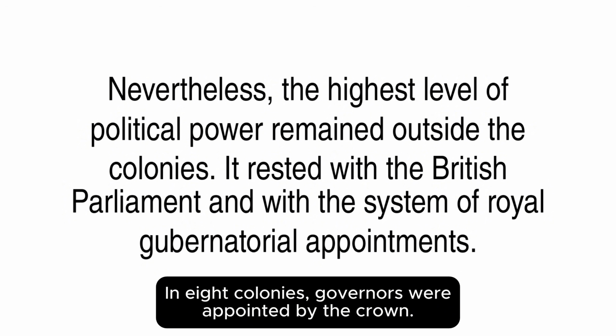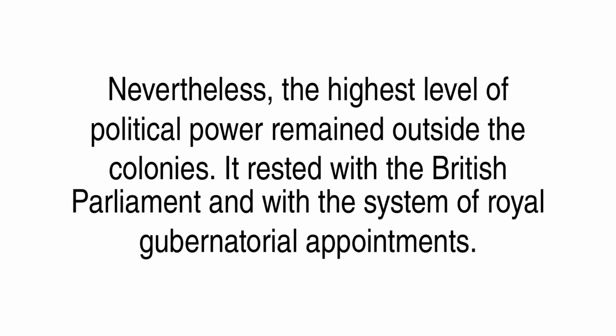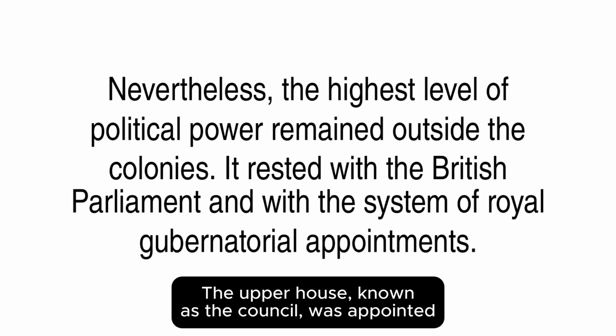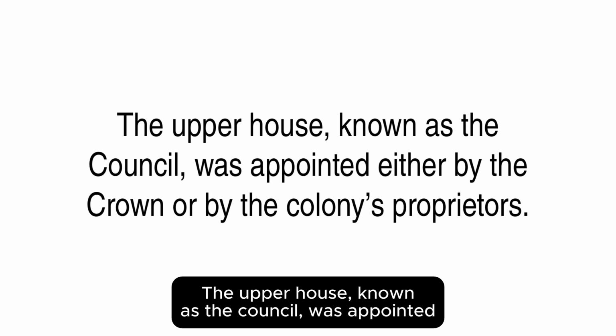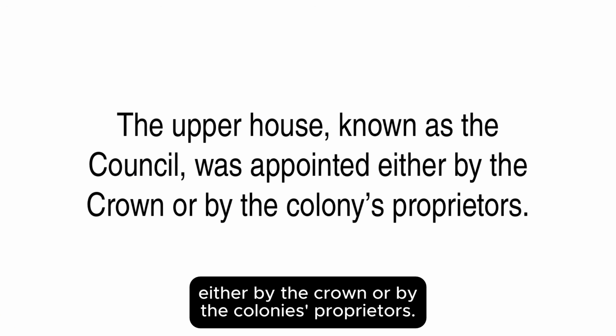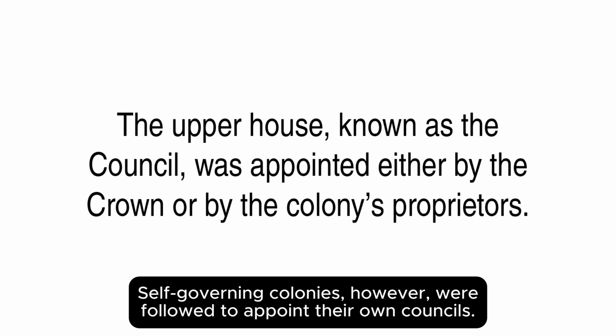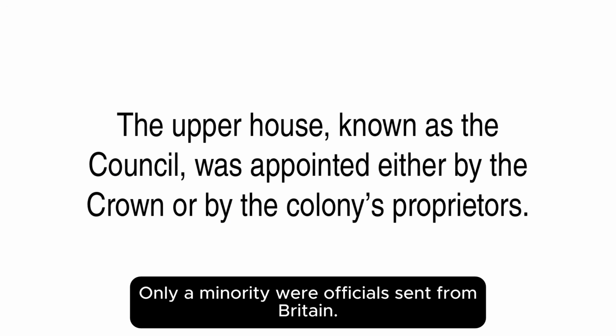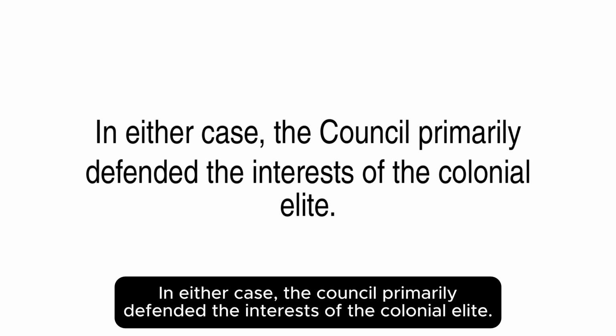In 8 colonies, governors were appointed by the Crown. Only Connecticut and Rhode Island elected their own governors. The upper house, known as the Council, was appointed either by the Crown or by the colony's proprietors. Self-governing colonies, however, were allowed to appoint their own councils. Council members came predominantly from the colonial elite. Only a minority were officials sent from Britain. In either case, the council primarily defended the interests of the colonial elite.